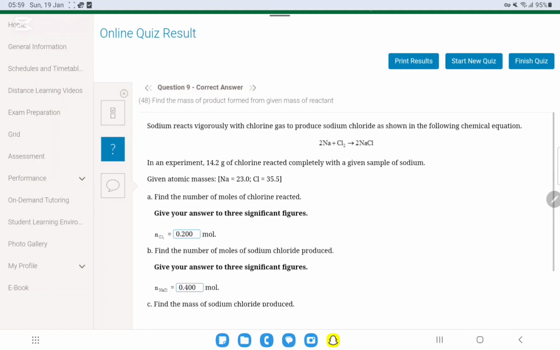Sodium reacts vigorously with chlorine gas to produce sodium chloride as shown in the following chemical equation. In an experiment, 14.2 grams of chlorine reacted completely with a given sample of sodium. Given atomic masses, Na is 23 and Cl is 35.5.